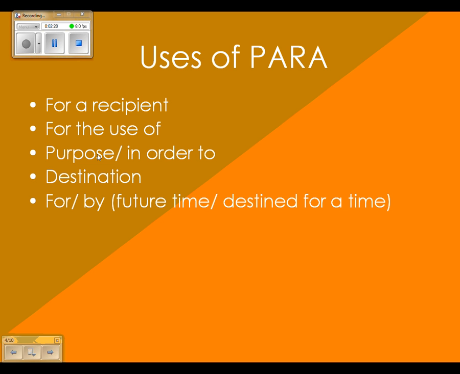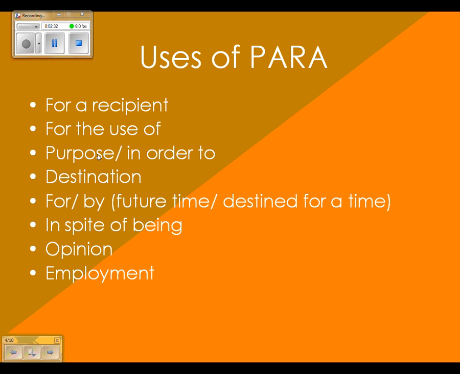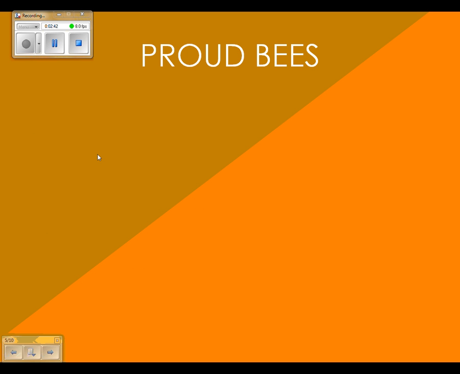For or by: necesito el proyecto para mañana. In spite of being: para estudiar sacó una mala nota. Opinion: para ti es más problemático. Employment: yo trabajo para Pedro. And estar para, about to do something: estoy para comer.